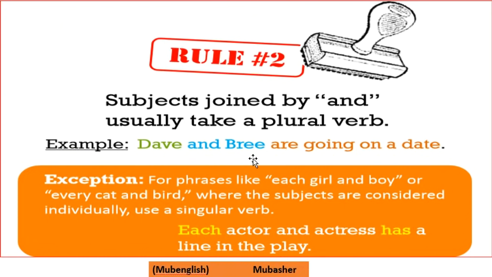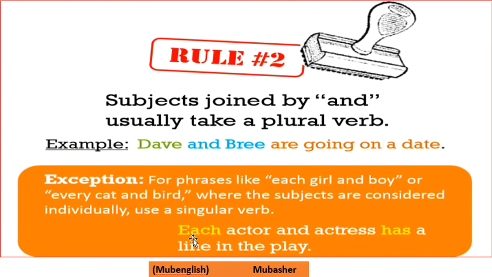So when we are joining different simple subjects together with the word and, we should use the plural verb. But there is an exception. The exception is that even if we are combining the subjects with the word and, which is equal to the plus sign, even then, if we are using each or every in the beginning of the sentence, we should take a singular verb, like each boy and girl or each cat and bird.